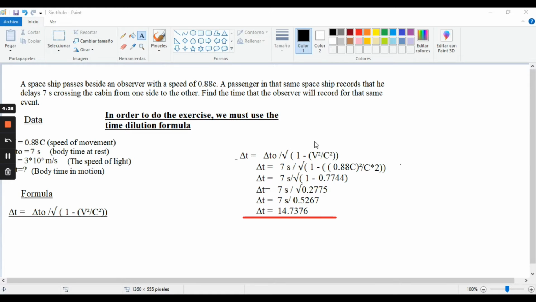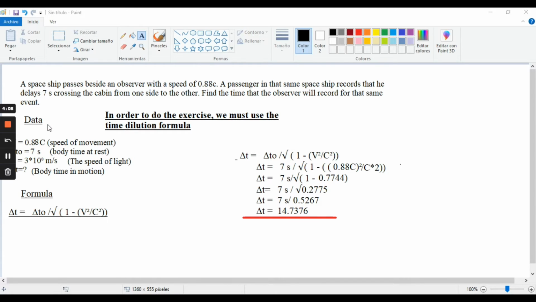Well, in this case, in order to solve the exercise, we must use the time dilation formula. Time dilation is the concept used whenever the time intervals between events happening at speeds near the speed of light are compared and measured by observers in different inertial reference frames. So we have this formula, the time dilation formula, and we're going to use it.